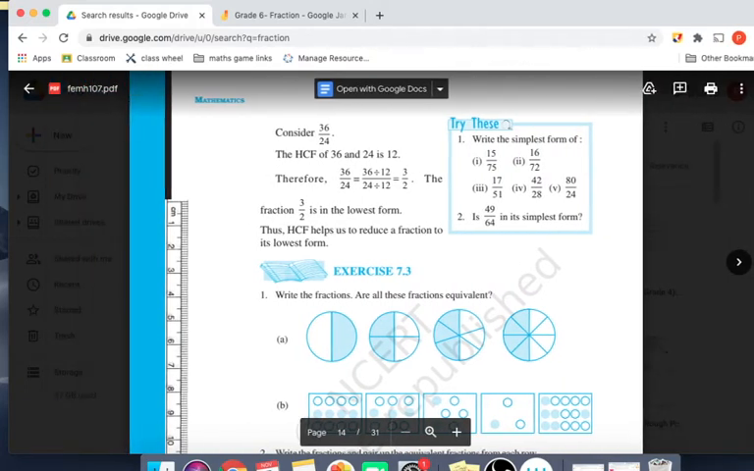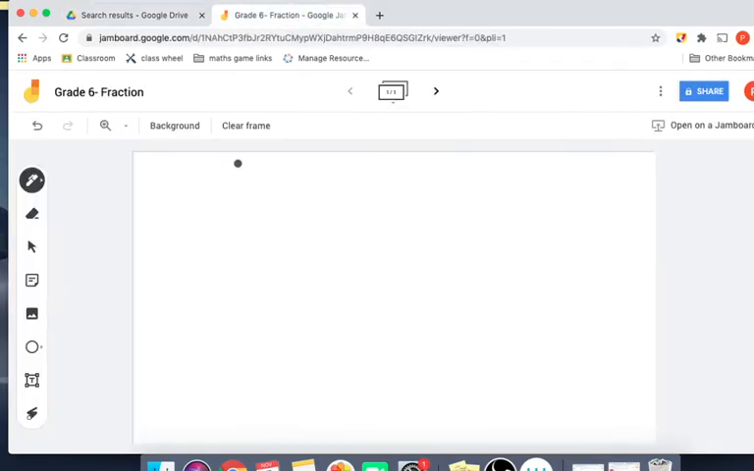So 15 by 75. Let me write it here. The first question is saying 15 by 75. Solve this question in the next 30 seconds.